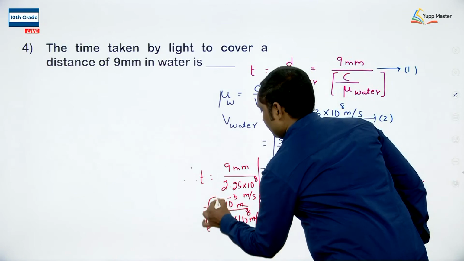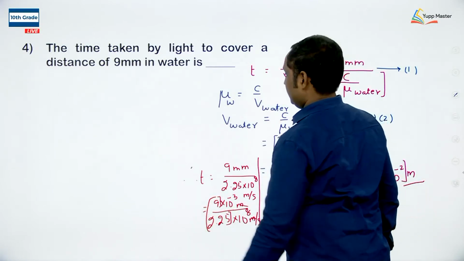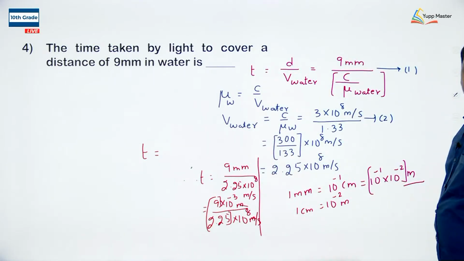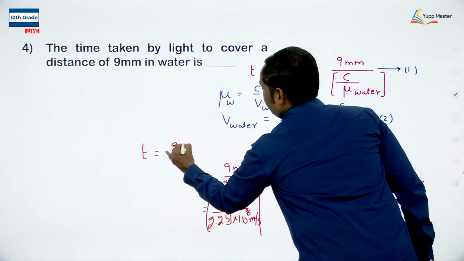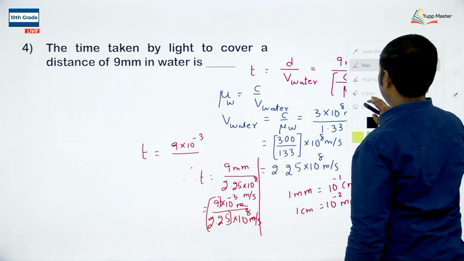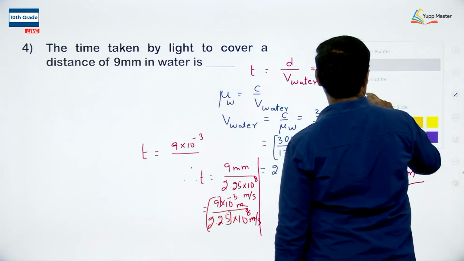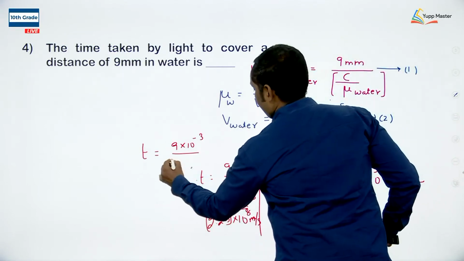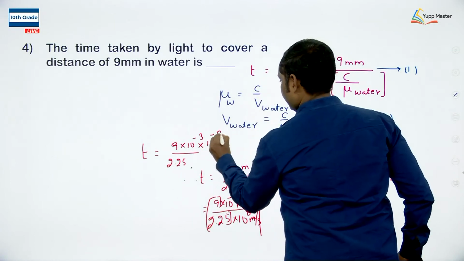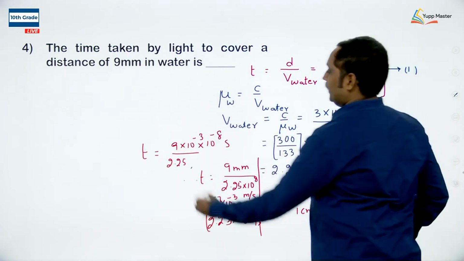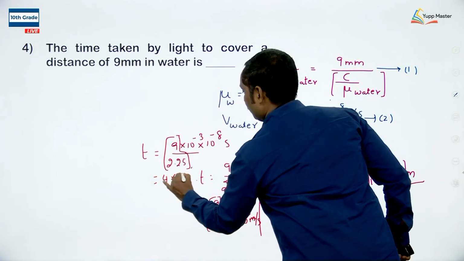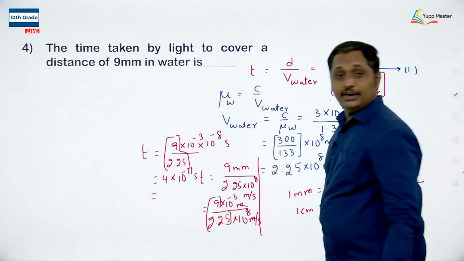This is going to be calculated, that is, you will get T is equal to 9 into 10 power minus 3 divided by ... you will get 2.25 into 10 to the power of minus 8 seconds. Please take that. It is easy to express this value, 4 into 10 to the power of minus 11 seconds, in terms of nanoseconds.